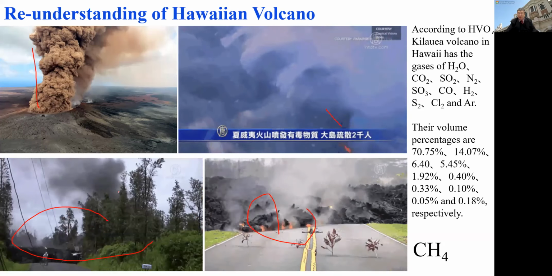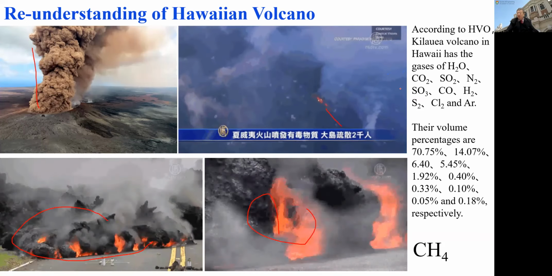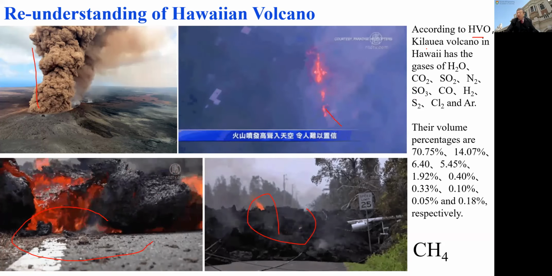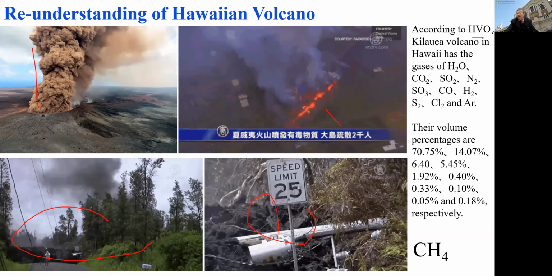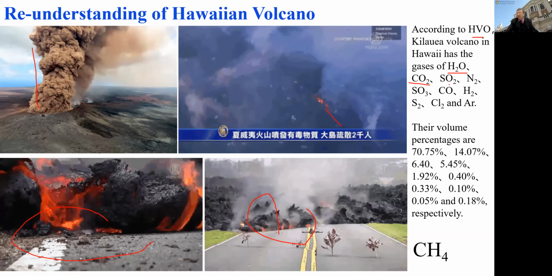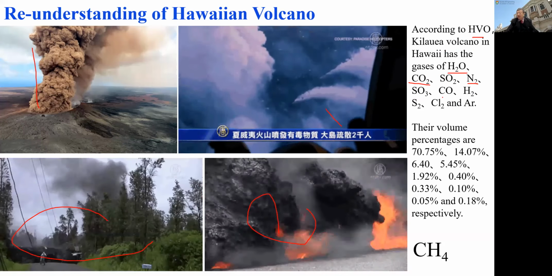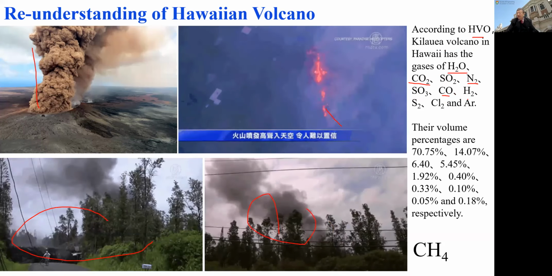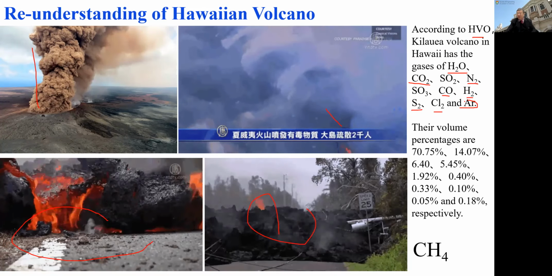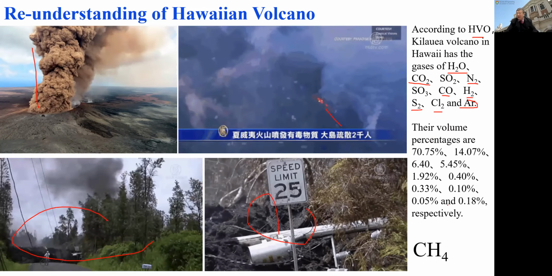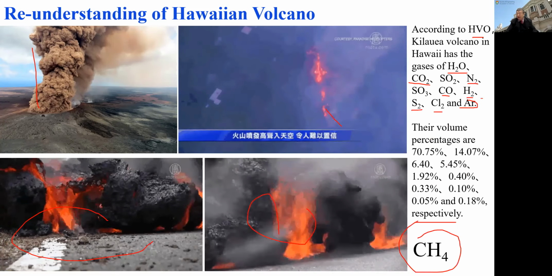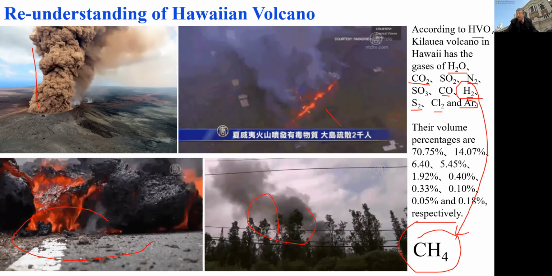So why is the lava burning? According to the Hawaii Volcano Observatory, the Kilauea volcano has gases of H2O, CO2, SO2, nitrogen, CO, H2, S2, and others, with volume percentages like this. The important ones here are CH4 and H2.